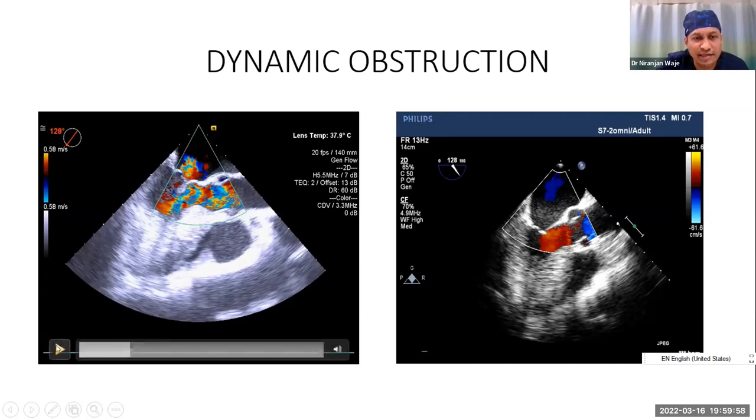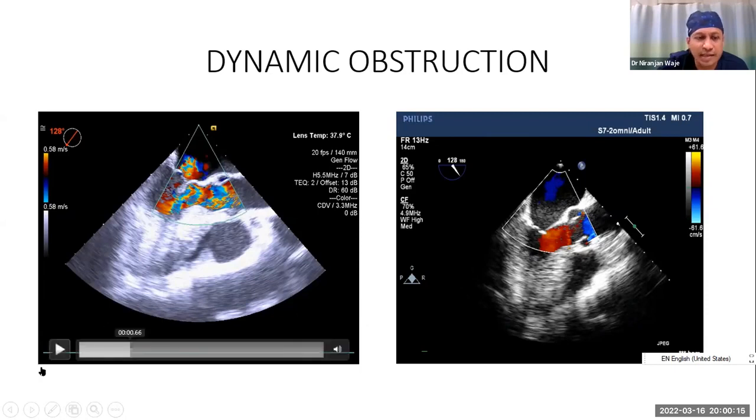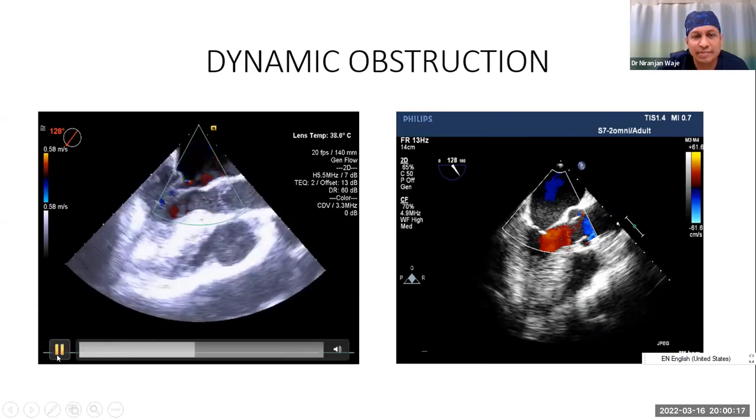So when echo was done, what you see on the left side of the screen is LA, LV, mitral valve, aortic valve, and this is the LVOT where the arrow is pointing. It causes turbulence of flow. In a similar image of a normal patient, the flow is non-turbulent. You can see homogeneous orange and blue out here. So what was happening was a dynamic obstruction.